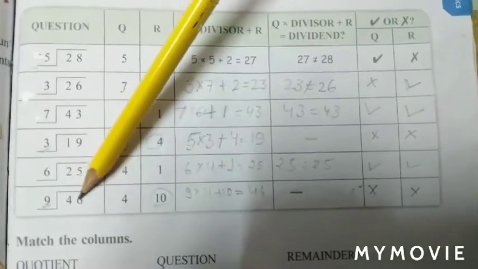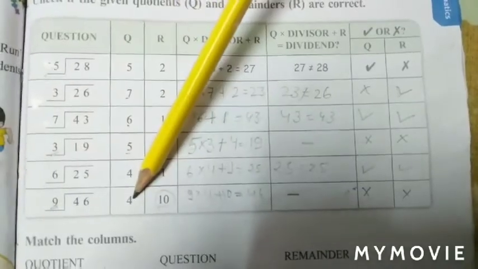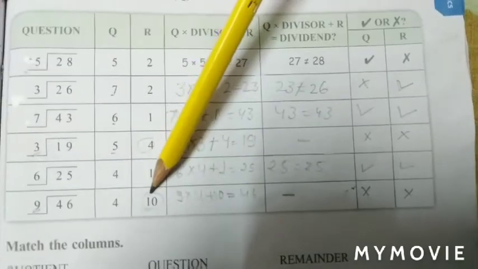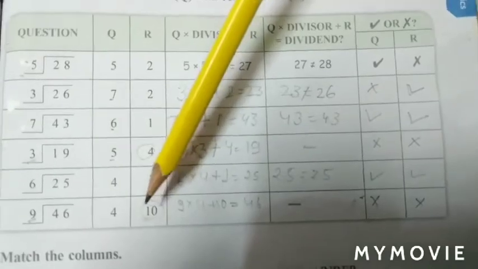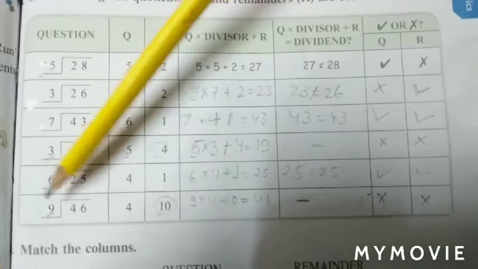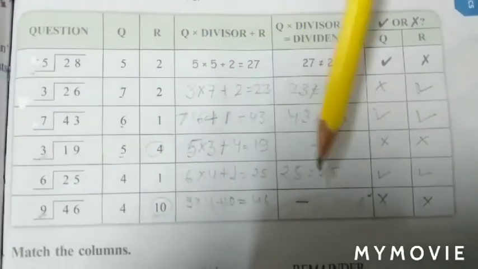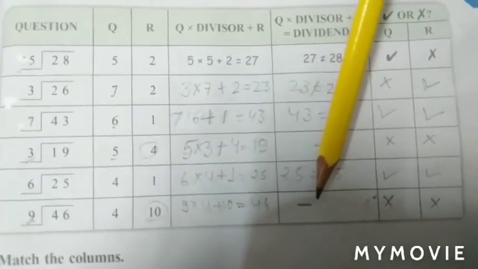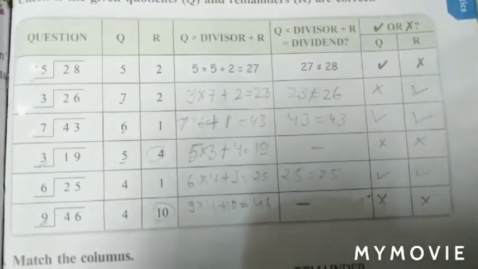First is 46 divided by 9. Here 9 fives are 45 should be here, but here 9 fours are written, and here you get remainder 10. So here 4 and 10 both are wrong, because the remainder should always be smaller than the divisor, but here 10 is greater than 9, so quotient and remainder both are wrong. So here the formula will not work, so quotient is wrong and remainder is also wrong.